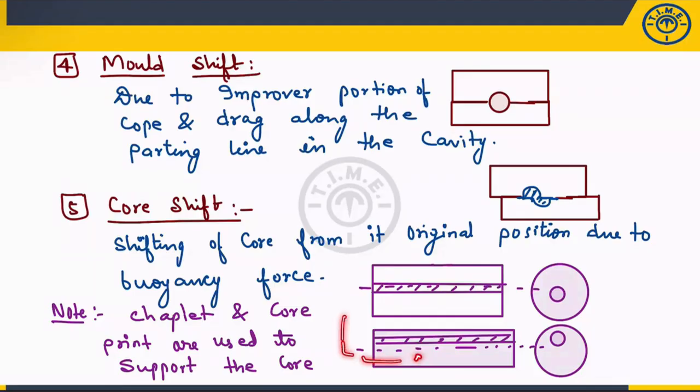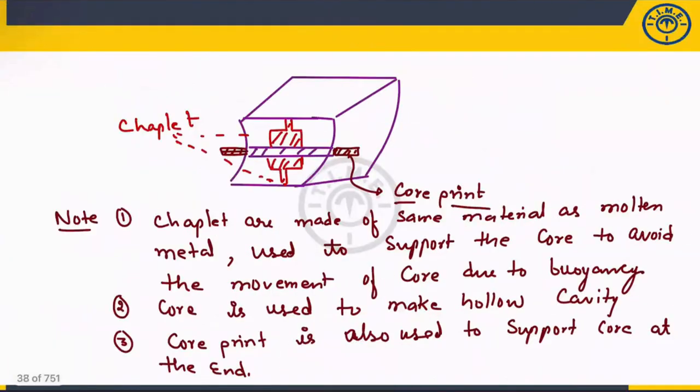Once you are pouring the liquid molten metal, if the core is not properly positioned or properly fixed, then what will happen? Because of the buoyancy force of the liquid molten metal, it will be lifted up a little bit. So for fixing this, or for keeping it at the same position, we are using the chaplet and core print. What do you mean by chaplet? Chaplets are nothing but metallic objects. You can see here, for fixing this at a correct position, we are using the chaplet. Core print can be used at the end point.